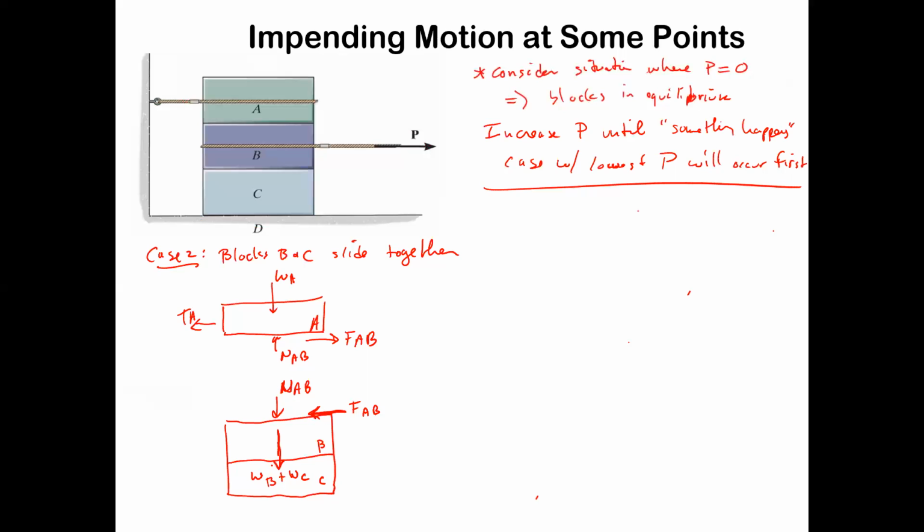And then we've got an NCD pushing up, keeping everything from falling, and an FCD here that we would also have to overcome with our P force acting on B. So again, looking at block A, the sum of the Fy's equals 0 is NAB minus W sub B. So again, NAB is 20 newtons.